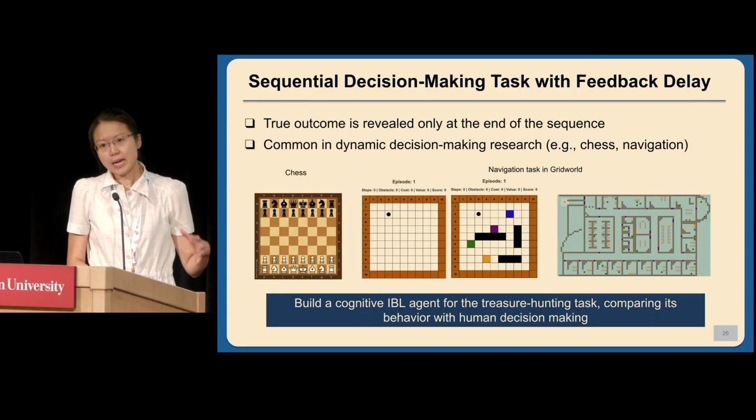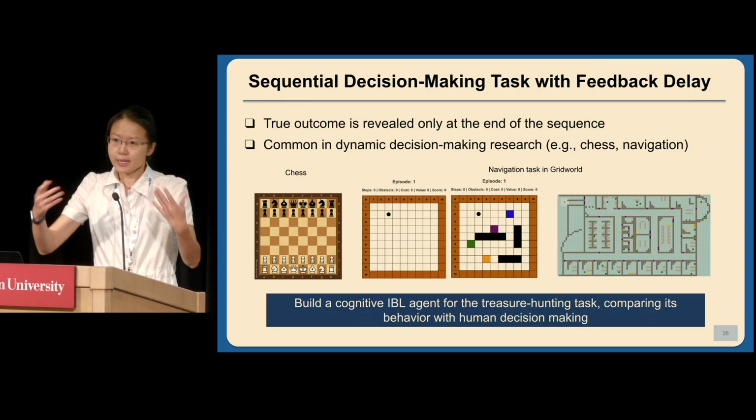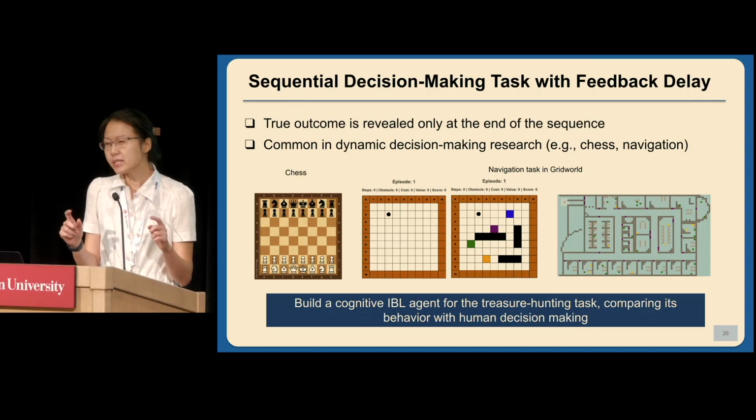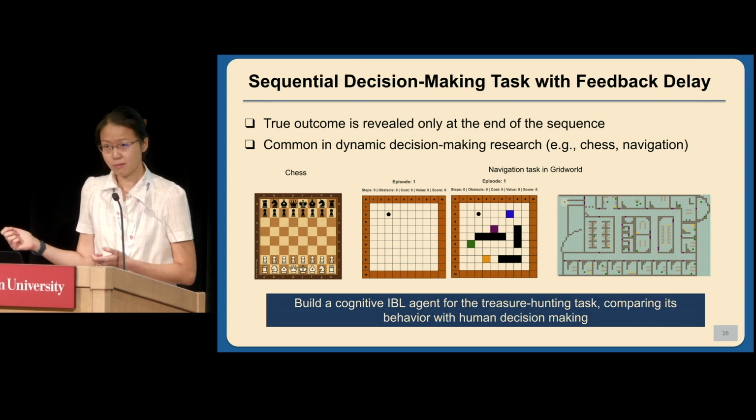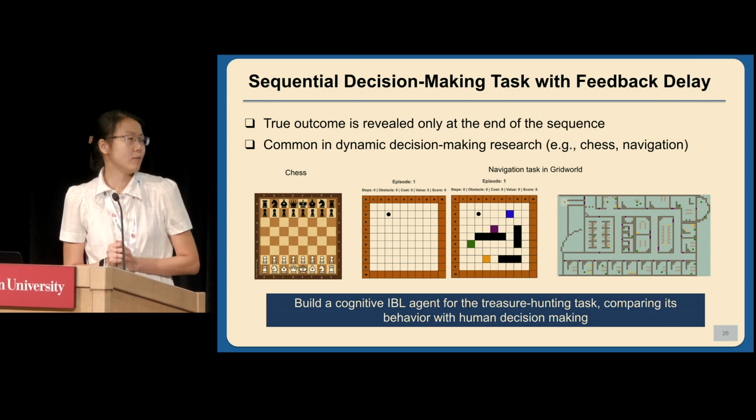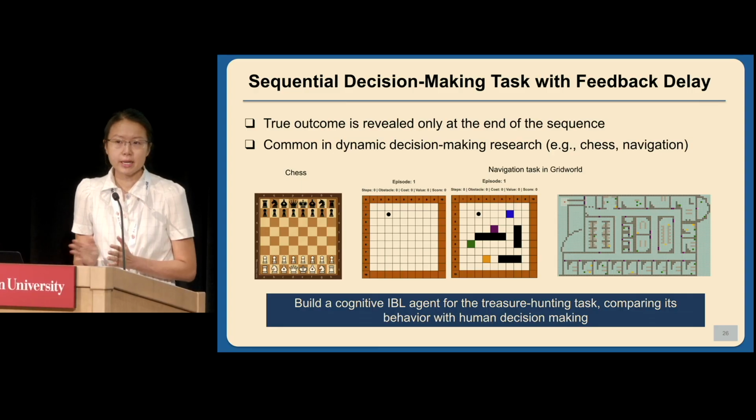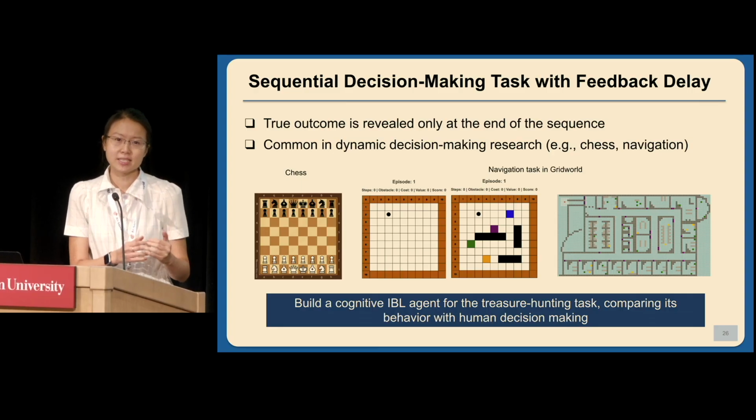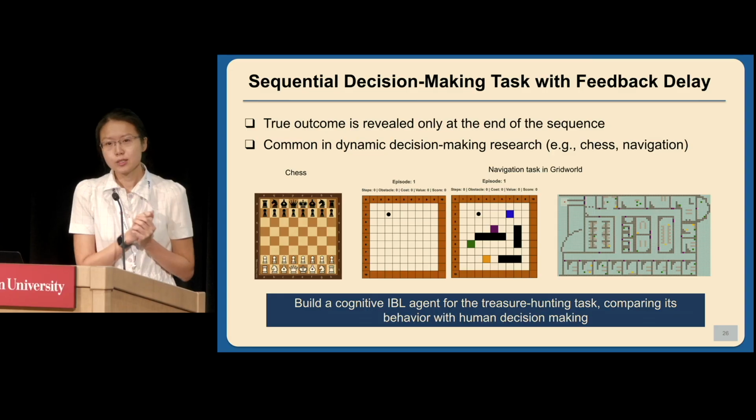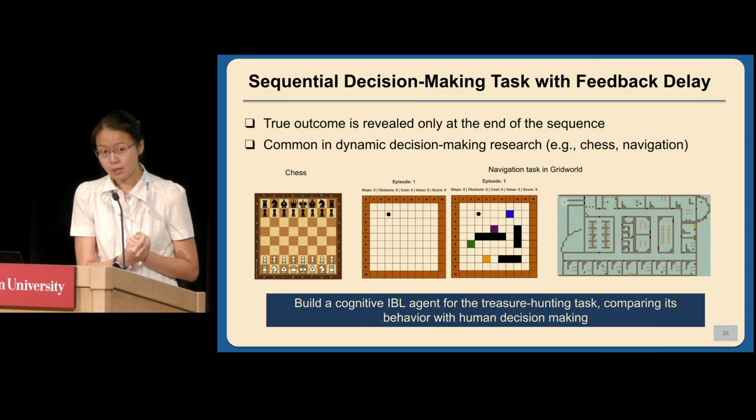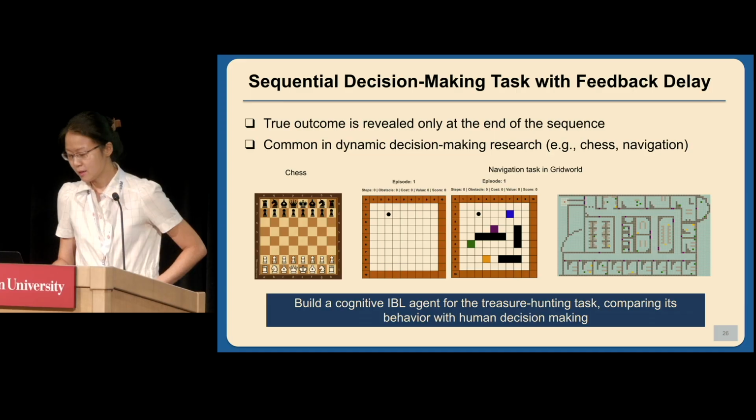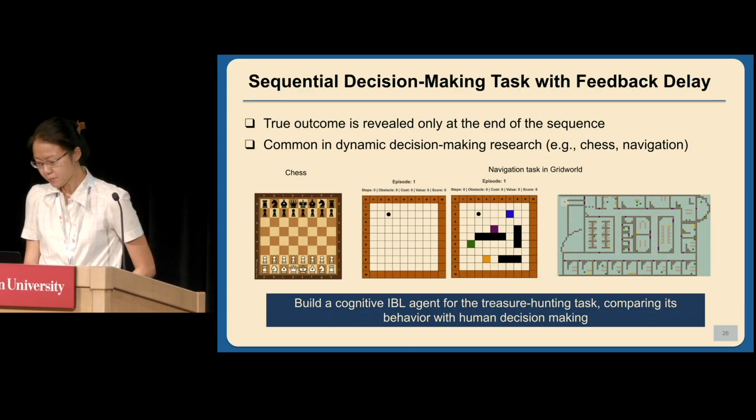So instead of us humans playing the game, we're now going to build an agent that plays exactly the same game as a navigation task. And as Coty mentioned, we want to build agents with human-like behavior, so we're going to use an instance-based learning model to make decisions. Okay, so that's the goal today.